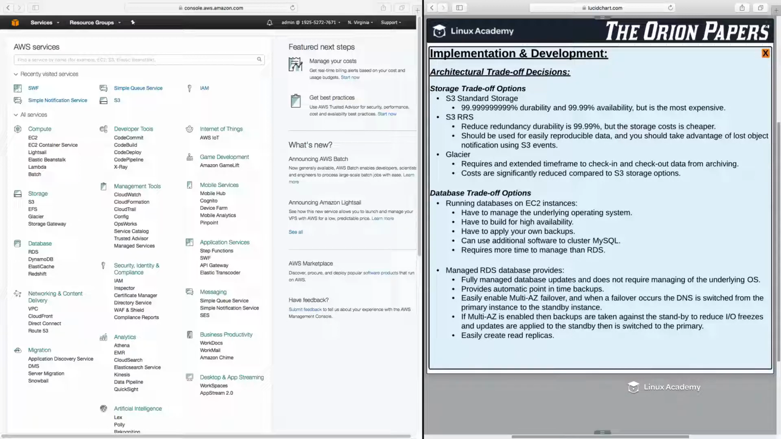Now, with databases, we're going to take a look at this from the perspective of running a database on an EC2 instance directly. So actually creating an EC2 instance and installing database software versus running a fully managed database option through something like RDS. So when running databases on an EC2 instance, we have to manage the underlying operating system. Now, this does provide more management, but it also provides more control. So there's positive benefits to doing that. We also then have to build and plan for high availability, right? We don't have read replicas or multi-AZ failover built into running databases on an EC2 instance directly.